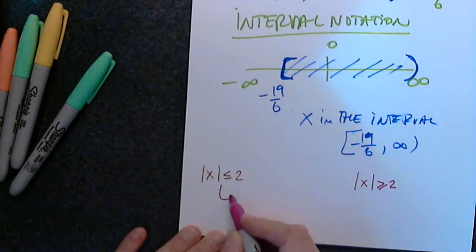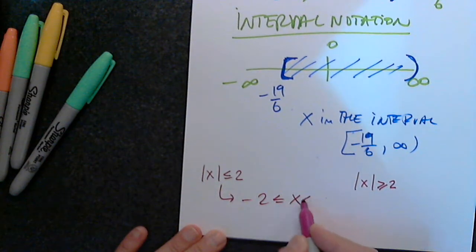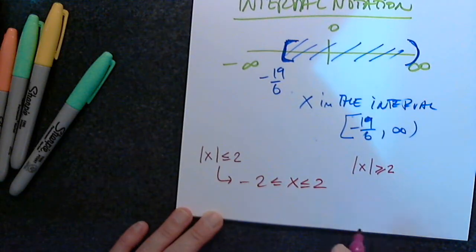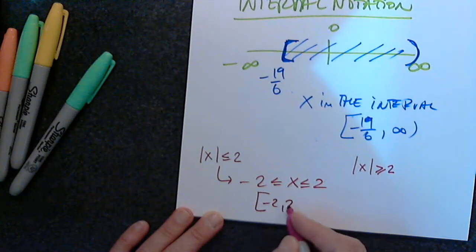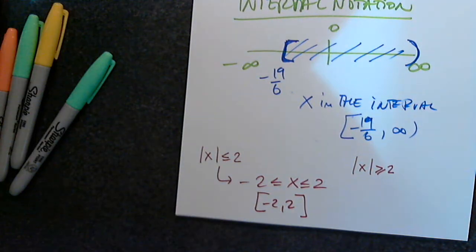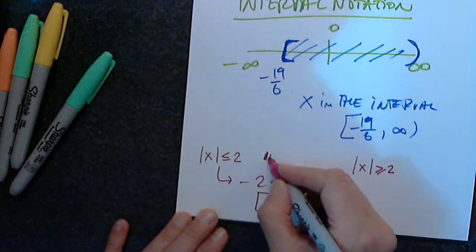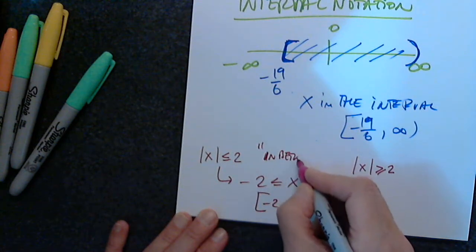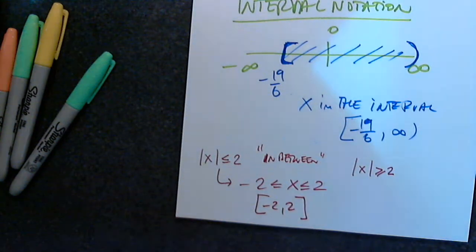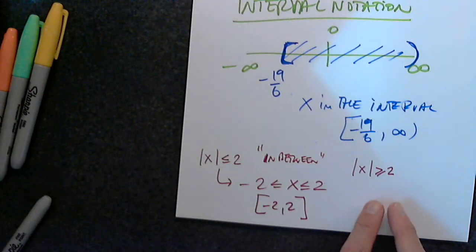So this inequality changes into this inequality, hence into interval notation this. So this one is called in between. In between. Now, what about this one?